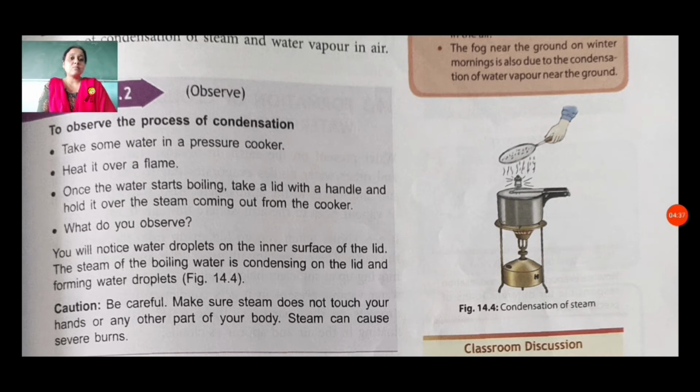Once the water starts boiling, take a lid with a handle and hold it over the steam coming out from the cooker. What do you observe? You will notice water droplets on the inner surface of the lid. The steam of the boiling water is condensing on the lid and forming water droplets. You can also observe this in your kitchen. Whenever we boil water, water vapor is formed, and if we put anything over it, we get water droplets because of the vapor.